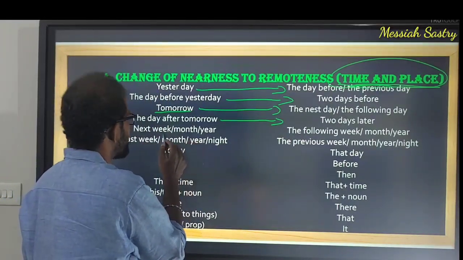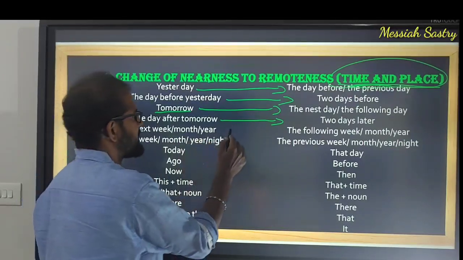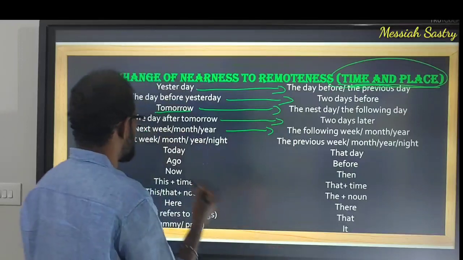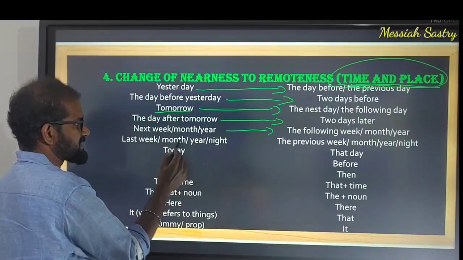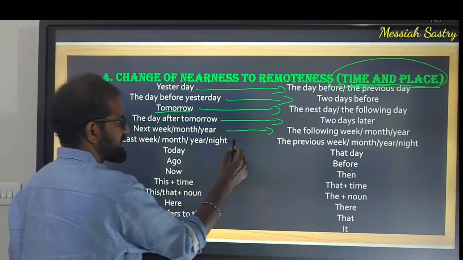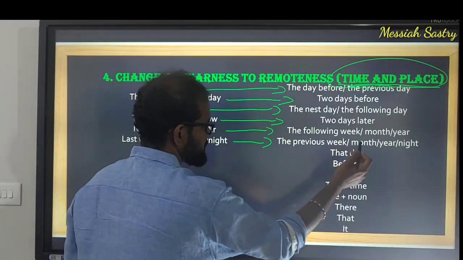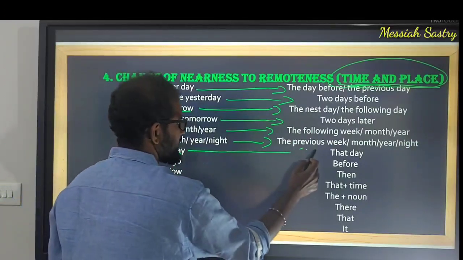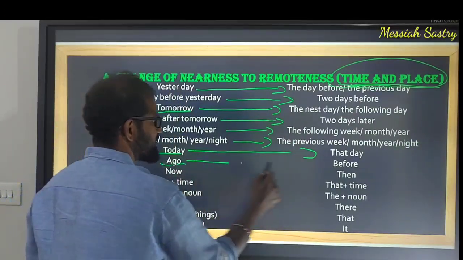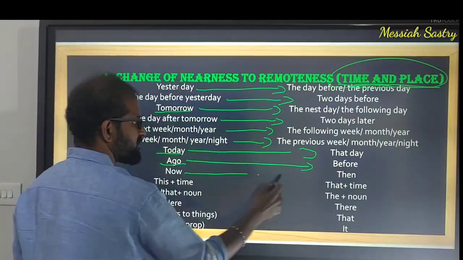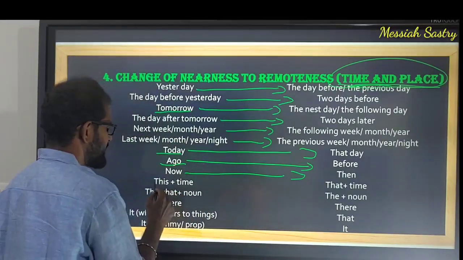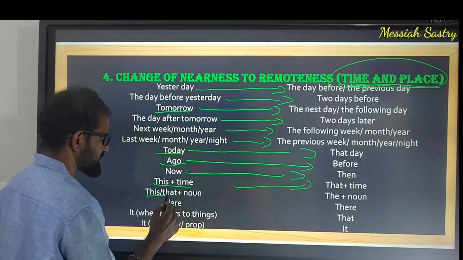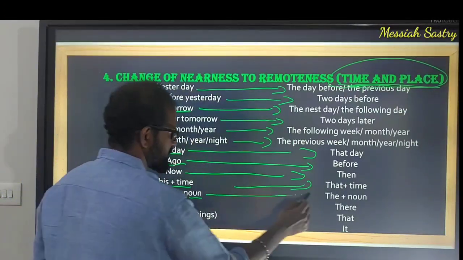Next week, next month, next year changes to the following week, following month, following year. Last week, last month, last year, last night changes to the previous week, previous month, previous year, previous night. Today changes to that day. Ago changes to before. Now changes to then. This time changes to that time. This or that plus noun changes to the plus noun.